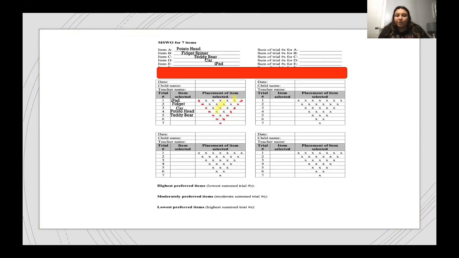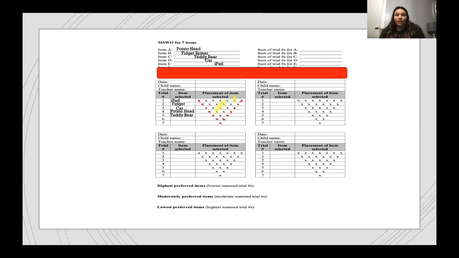So here is an example of how you would take data on that. Trial 1 shows the iPad, and you will mark off where that placement was. This is a data sheet for 7 items, but we only did 5, so the red indicates the markings of what we did not do. The first chosen item was the iPad, and it was on the rightmost side. The second was fidget. Third was car. Fourth was potato head. And then teddy bear was the last choice.